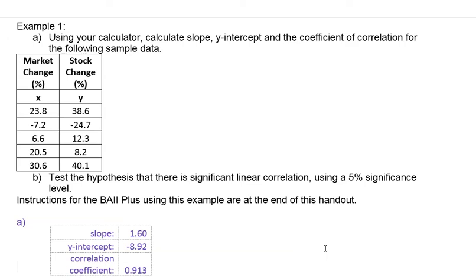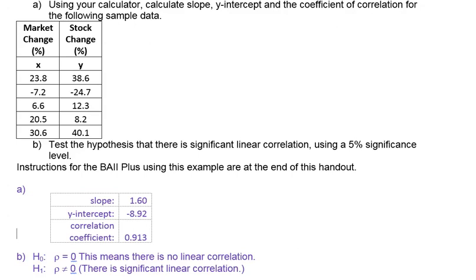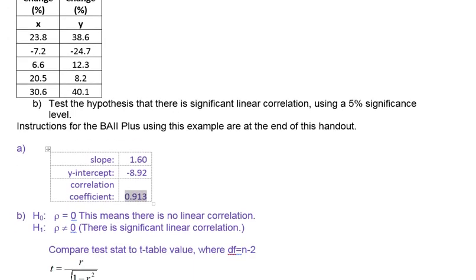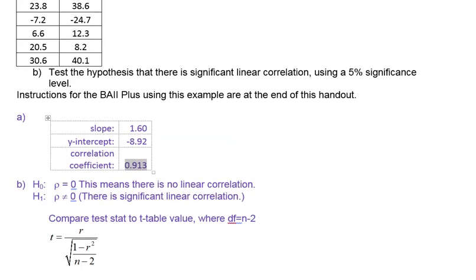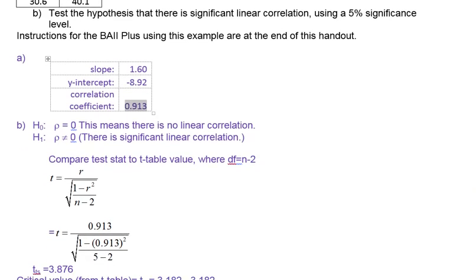So if we look at this from the hypothesis test, we're going to have the same null and alternate hypothesis every single time. We can take this r value and plug it into that test statistic and come out with a test statistic value that is 3.876.